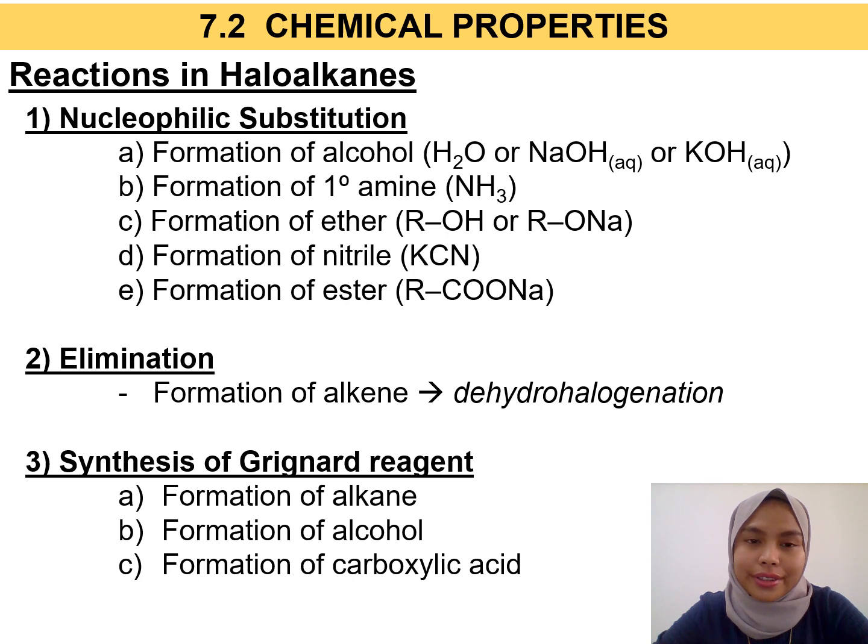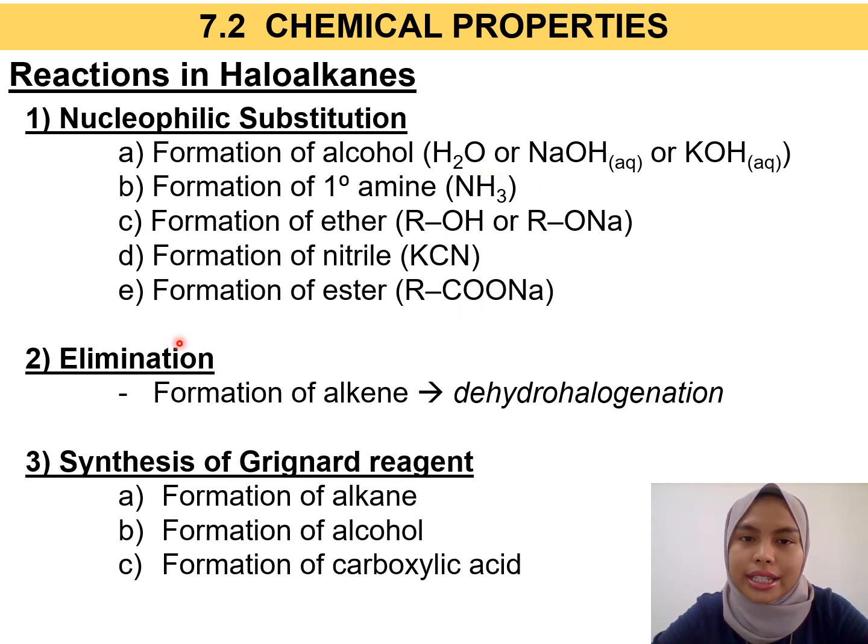Okay guys, there are three reactions in haloalkanes that you should know of. The first one is nucleophilic substitution, the second one is elimination, and the last one is the synthesis of Grignard reagent. Nucleophilic substitution is the reaction between haloalkane plus nucleophile as the reagent, and then you will form, ada 5 jenis lah yang you boleh form. You boleh form alkohol, primary amine, ether, nitrile, ester. All of them you boleh form melalui reagent yang sepatutnya lah.